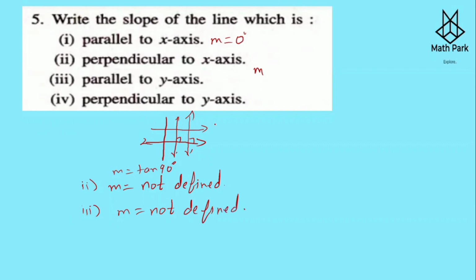If the line is perpendicular to the y-axis, that means it is parallel to the x-axis. Again, the slope for the fourth case here is going to be 0. Why 0? Because a line perpendicular to the y-axis is nothing but parallel to the x-axis.